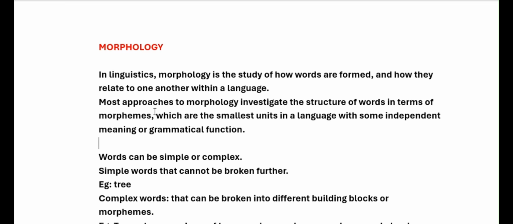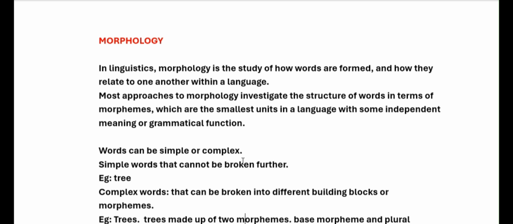Now, let's see further. Most approaches to morphology investigate the structure of words in terms of morphemes, which are the smallest units of language with some independent meaning or grammatical function. Okay, now in morphology we study morphemes. Morphemes are the parts of a word that have some function or meaning. Either they have a grammatical function, or they have meaning, or they have both. Okay, we will further understand morphemes.